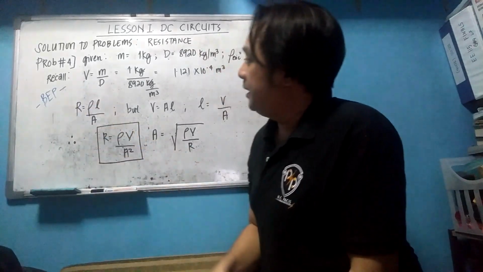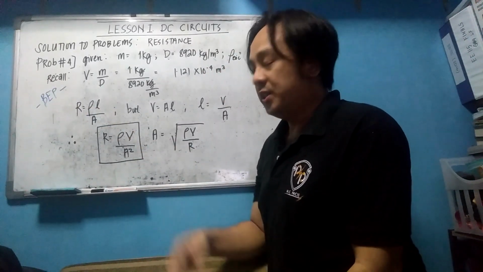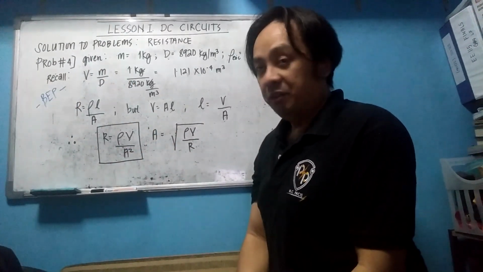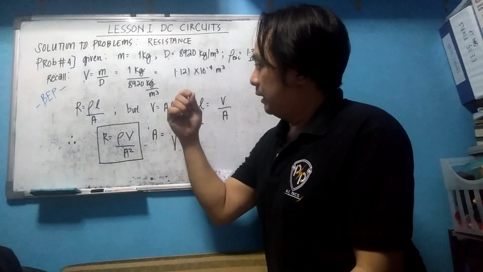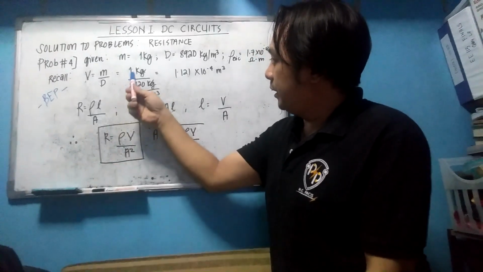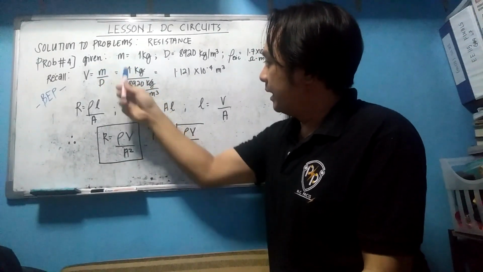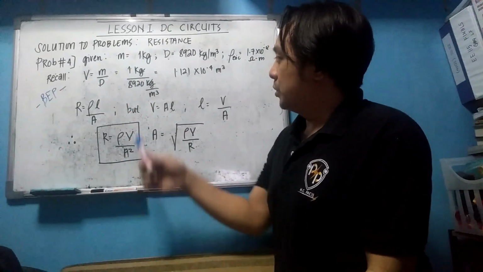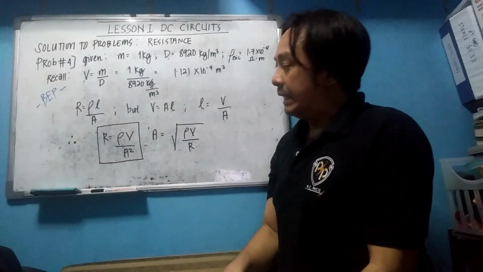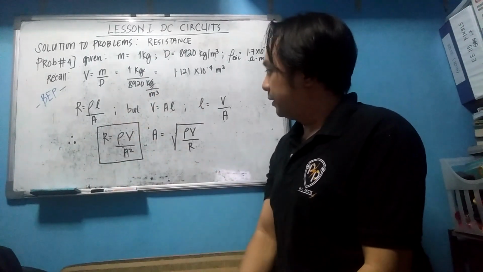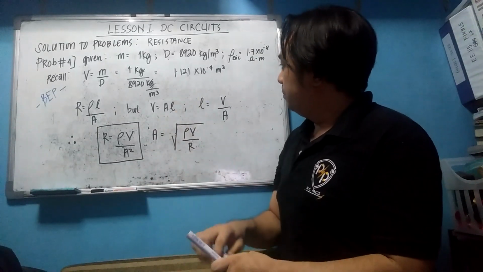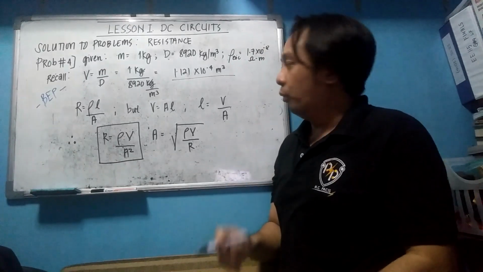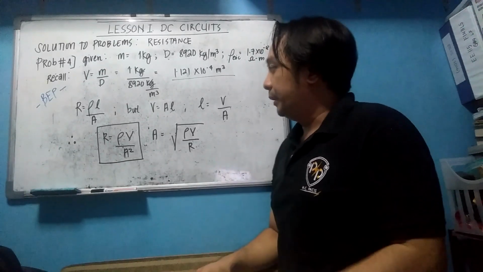In this case, we need to know first the density formula, that's mass over volume, and we need to interchange that so that we can get the volume required. So the volume here is 1 kilogram divided by the density, 8920 kilogram per cubic meter. It will cancel the kilogram, and then we will have the cubic meter value. So the volume is 1.121 times 10 to the negative 4 cubic meter.